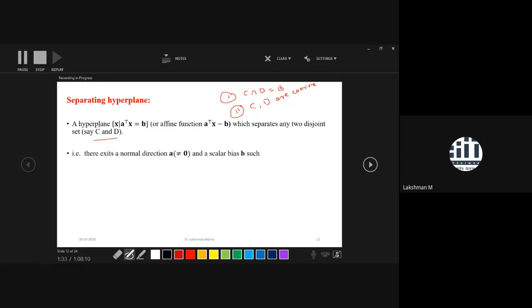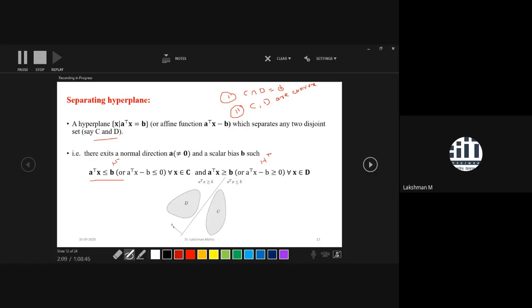So what is happening? A hyperplane which separates any two disjoint sets C and D, such a hyperplane we call a separating hyperplane, and there exists a normal direction such that C lies in the lower half space, this is the condition of the lower half space, and D lies in the upper half space. So there is a clear separation of these two disjoint sets.